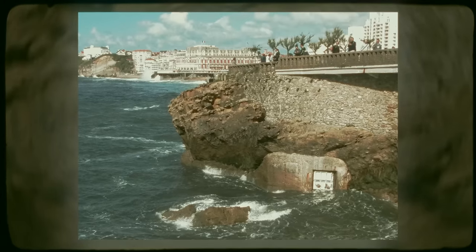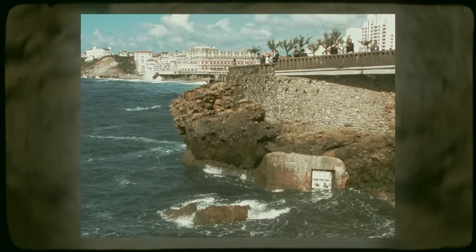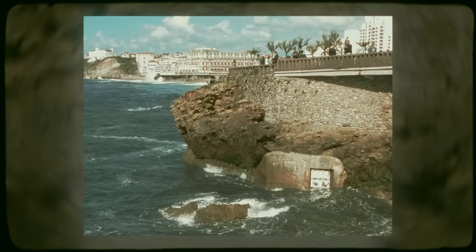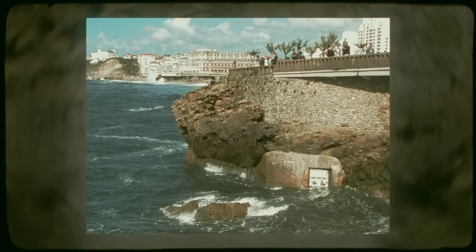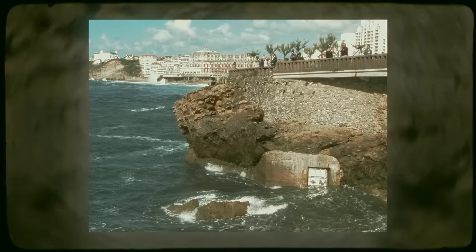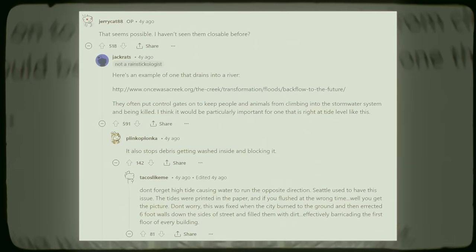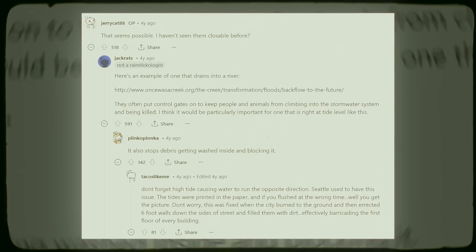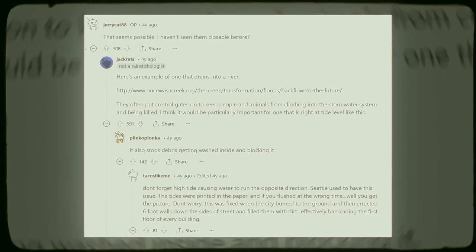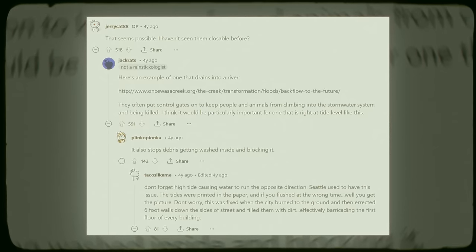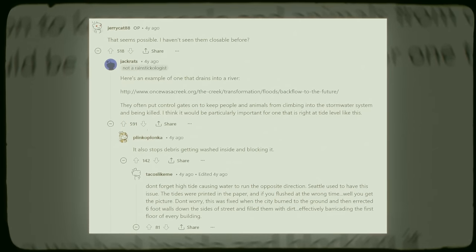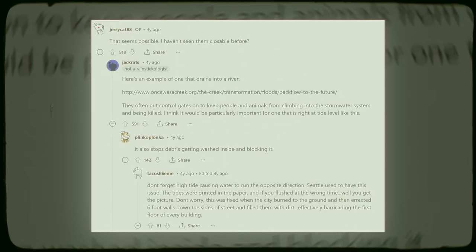A second reason is so that there's a clean surface runoff that comes from the roofs or from streams, and one would install this tank to stop the water backing into the pipe. JerryCat88 stated that this seemed like the likely answer, but had never seen them closed before. Jackrats answered this with a link showing an example of this type of drain that drains into a river.